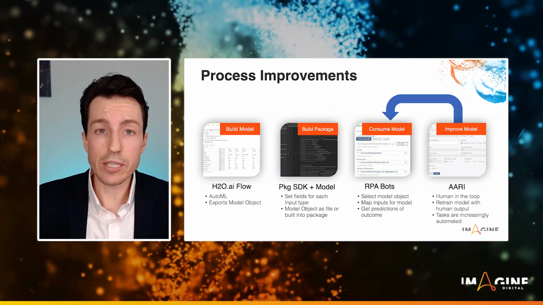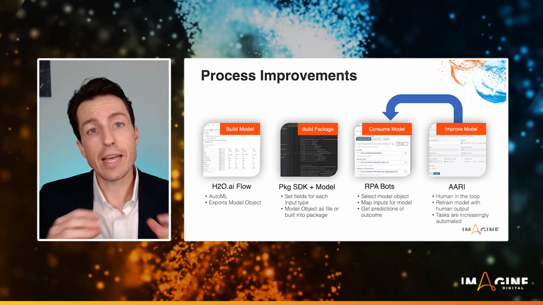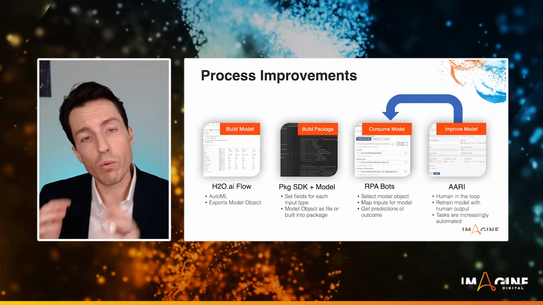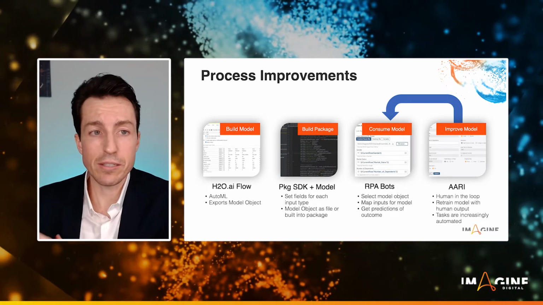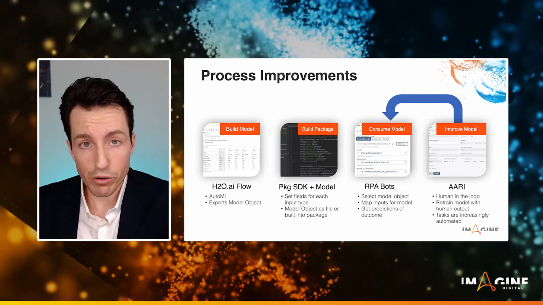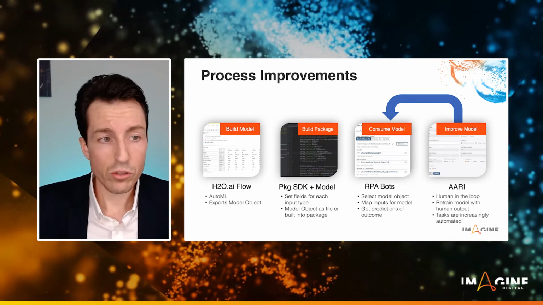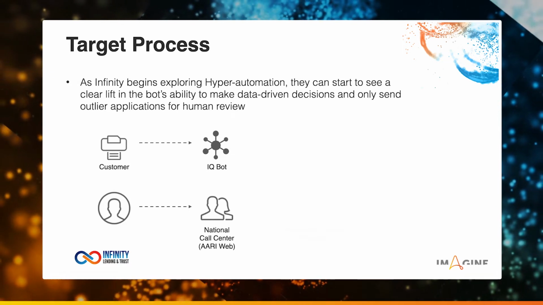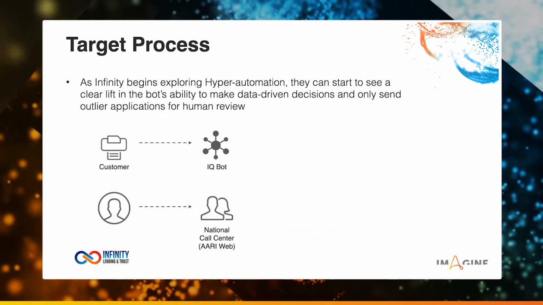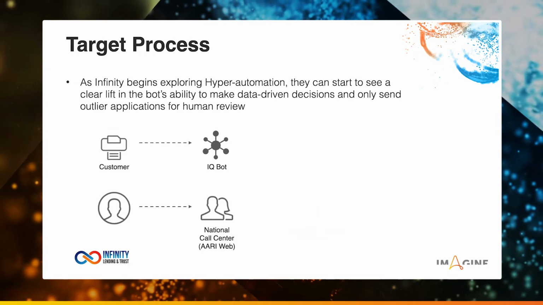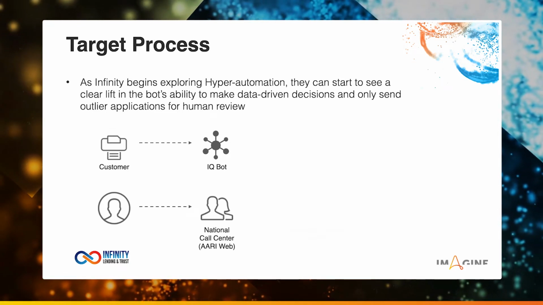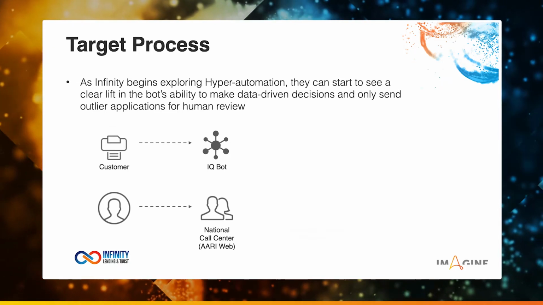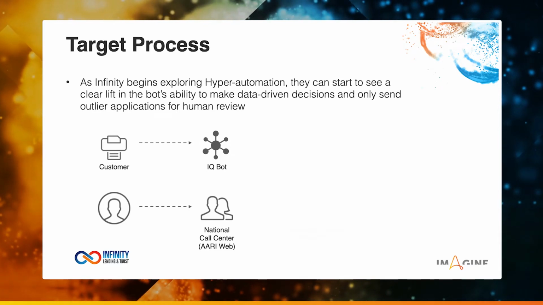And so what we want to see as time goes on is tasks increasingly automated, with fewer and fewer tasks needing to be sent to the human for that manual review. Okay? So let's take a look at our target process now. And this first part looks identical to what we saw before, right? It can come through IQBot. It can come through a call center agent filling that data into AARI. But either way, we've got the same data at that same point.